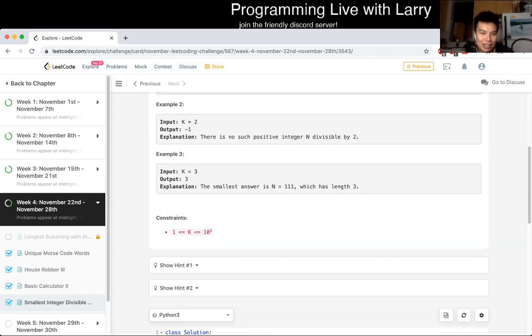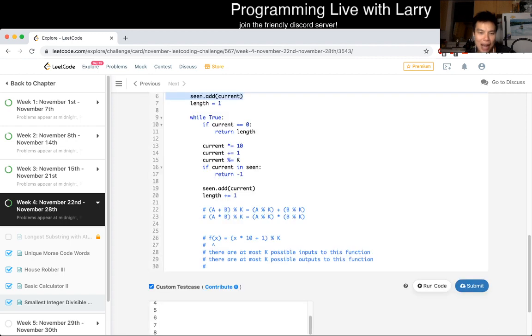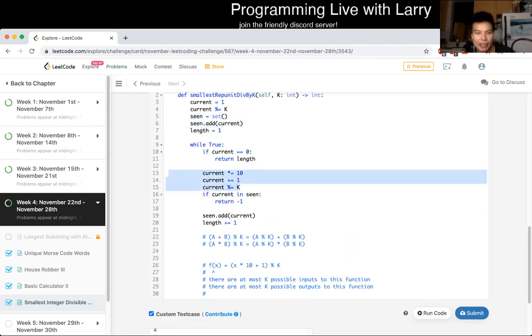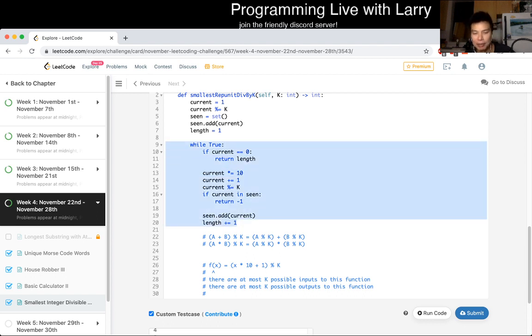Yeah, cool. And since k is less than 10 to the 5th, it should be fast enough. And because we do the mod, it makes everything a lot quicker. So we don't worry about complexity. Each of these loops is O of 1, roughly. So that should be good enough. That's all I have for this problem.